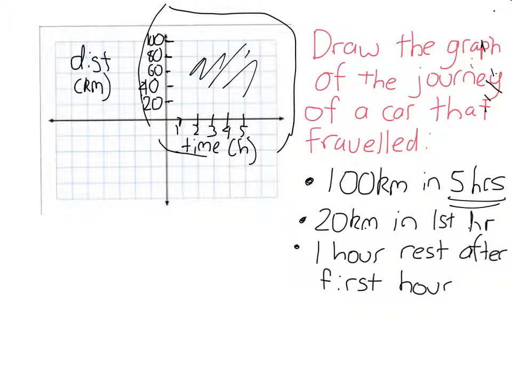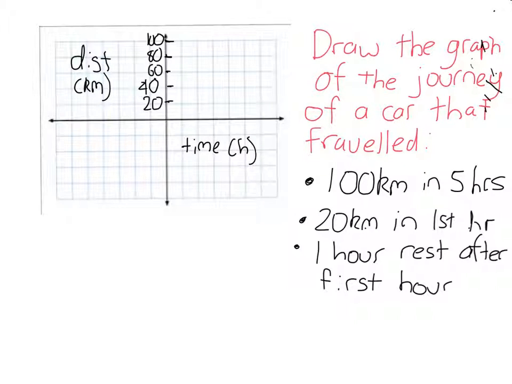Now I've done all that, I'm going to actually draw my graph. I'll get out red. So 20 kilometres in first hour. From 0, which is here, to my first hour, which is here, I've travelled 20 kilometres. So I just draw a line between those 2 points. Nice and easy. I'm sure yours will be nice and ruled up.